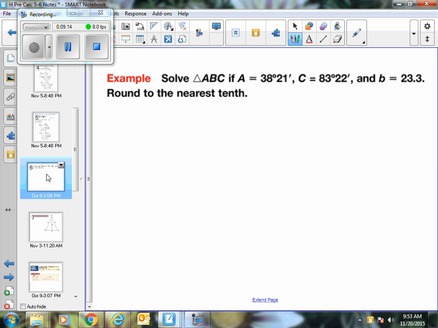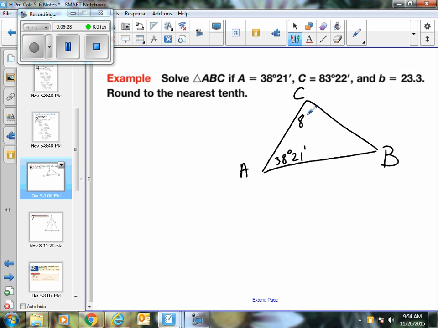So I'm just going to try to draw. It may not be perfectly to scale here, but we have angle A is 38 degrees and 21 minutes. I'll put angle B over here. Angle C is 83 degrees, 22 minutes. And then little b, so across from angle B, is 23.3, which should be enough information to be able to solve for all the pieces. Okay, so go ahead, pause the video, and then come back and check your answers and see how you did.